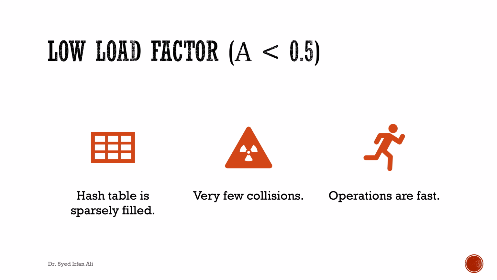When the load factor is less than 0.5, the hash table is sparsely filled. There are very few collisions. Most operations like search and insertion are very fast. This is the ideal condition for hashing.